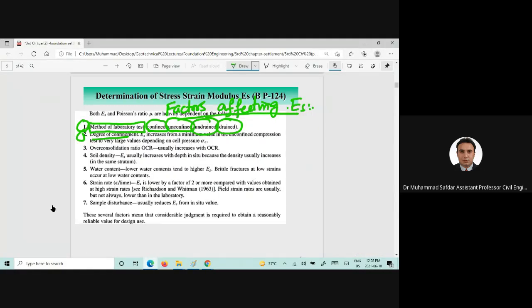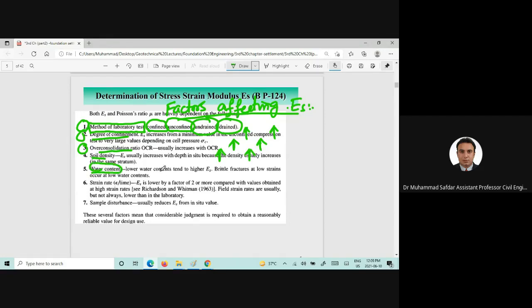So the degree of confinement plays an important role over consolidation ratio. If the degree of confinement increases, the modulus of elasticity increases. If the OCR increases, the modulus of elasticity increases. If the density of the soil is increasing, the modulus of elasticity will also increase.